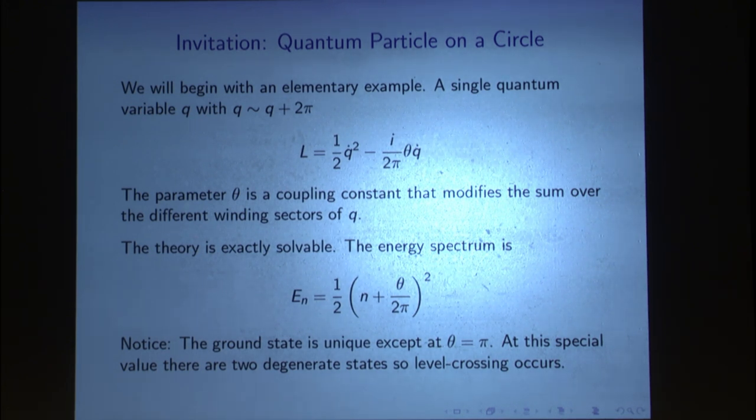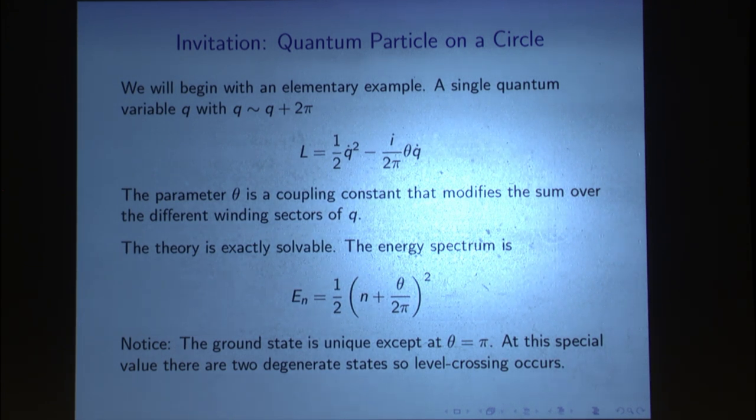OK, so what does the parameter θ do? Well, if you're in a path integral formulation, and you're on a Euclidean circle, the integral of q̇ can be 2π times some integer. You can have a winding sector. And so θ weights how we sum over those different winding sectors in the path integral.